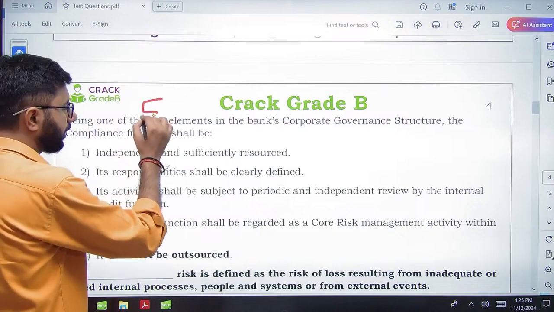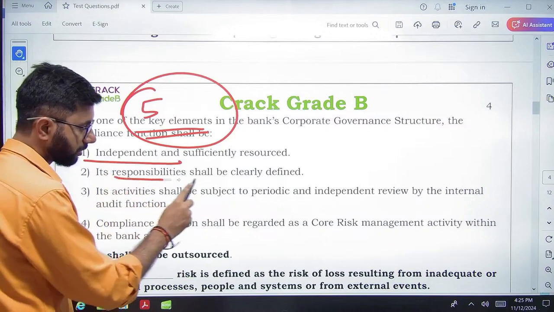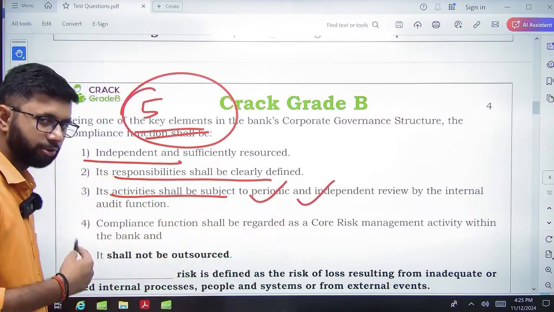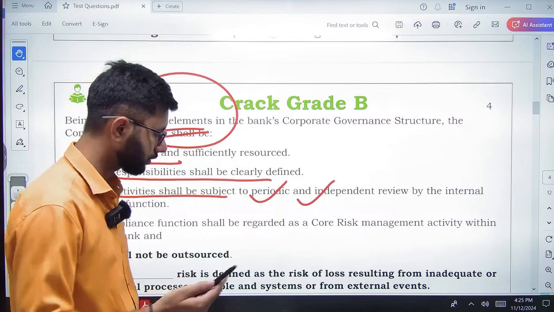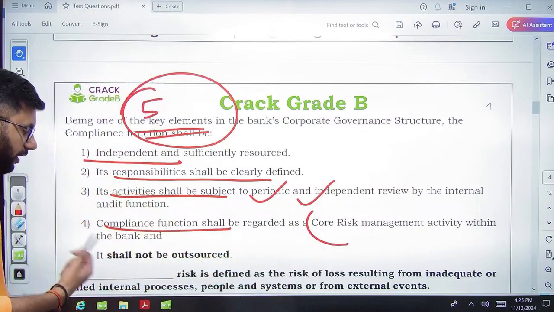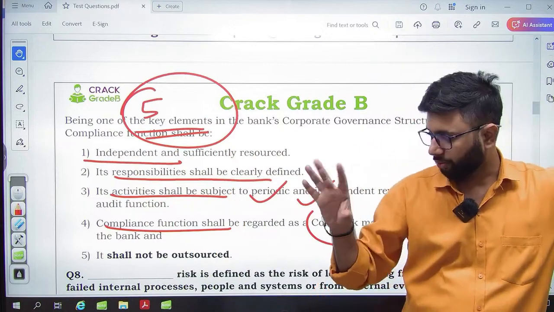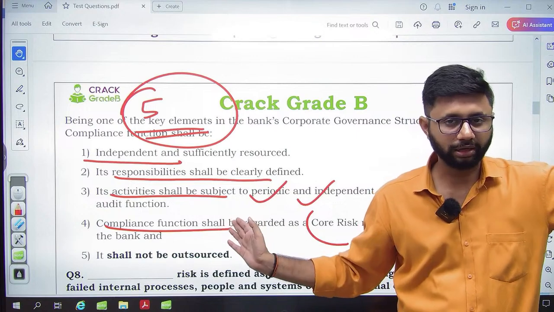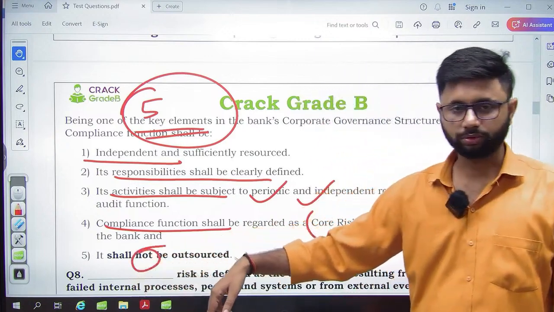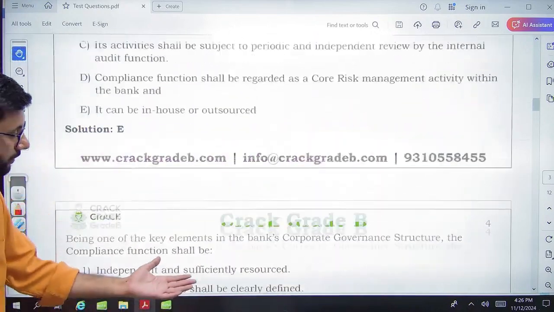Okay, so these are the 5 key elements within the bank's corporate governance structure: it should be independent, responsibilities clearly defined, activities shall be subject to periodic independent review, whether you do it by internal audit or by statutory auditors or external auditors. Compliance functions shall be regarded as core risk management activity. Very much important. GRC, governance, risk, compliance, all these things are core activities which bank needs to do. नहीं करेंगे तो regulatory risk है, penalty लग जाएगी, and it shall not be outsourced. बाहर का थोड़े कोई करके देगा. So that's what are the 5 key elements.